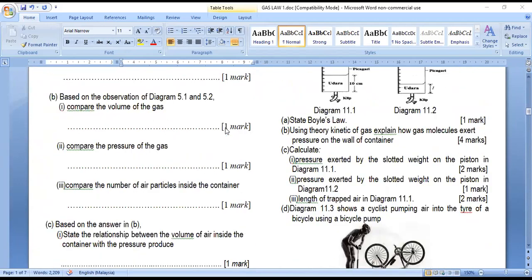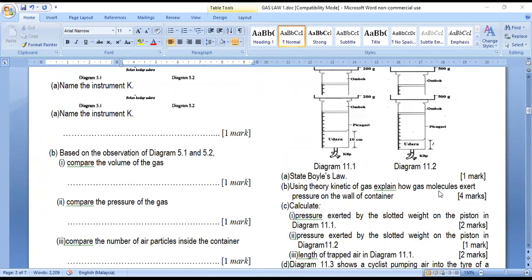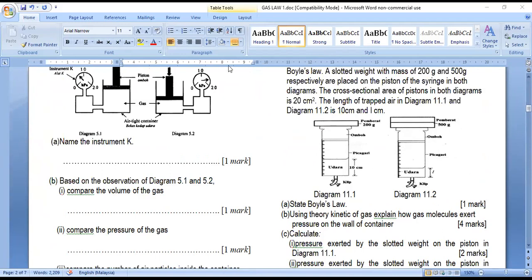Okay, next. Calculate the pressure exerted by the slotted weight on the piston. Basically, pressure is force per area. Now, what is the force? The force will come from the weight of the slotted weight. What is the formula for weight? Weight equals mg, because weight is a force. So the weight of the slotted weight will exert the force.